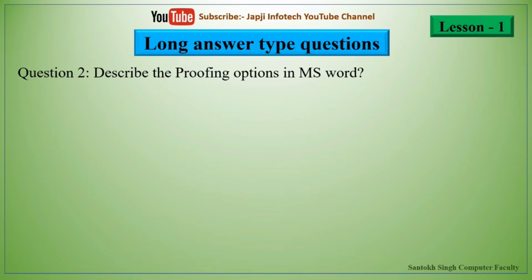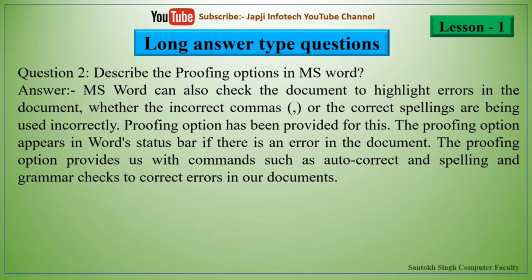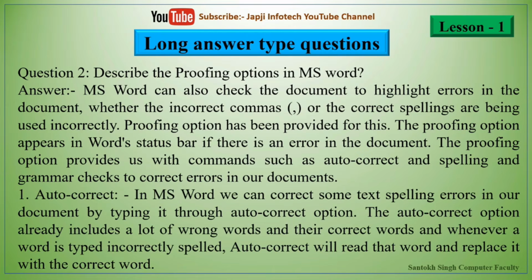So our next question is, describe the proofing option in MS Word. MS Word can also check the document to highlight errors in the document, whether an incorrect comma or the correct spelling is being used incorrectly. Proofing option has been provided for this. The proofing option appears in the Word status bar if there is an error in the document. The proofing option provides us with commands such as autocorrect and spelling and grammar check to correct errors in our documents. So the first one is autocorrect.